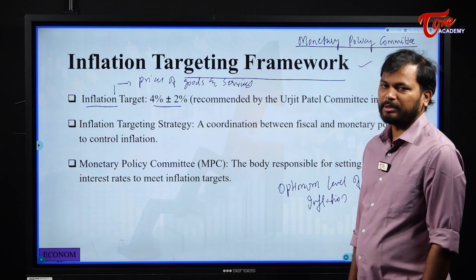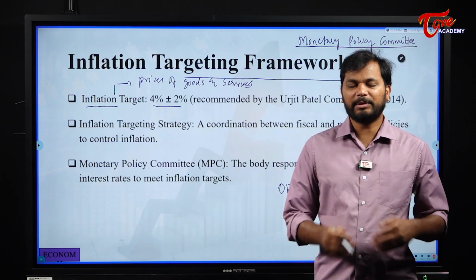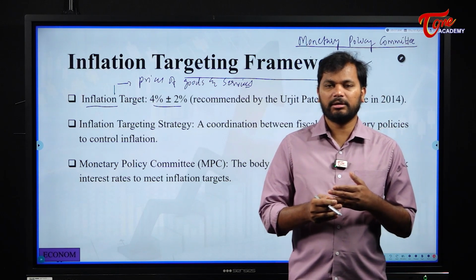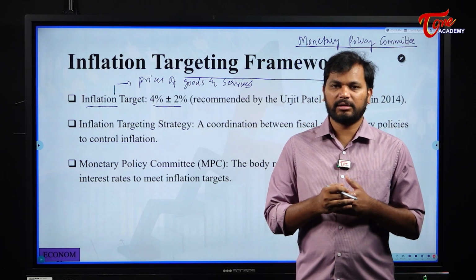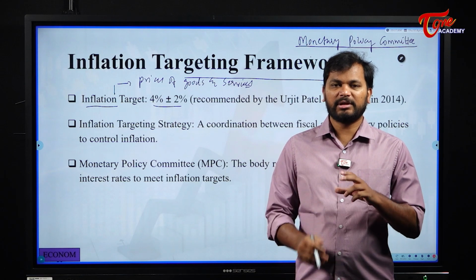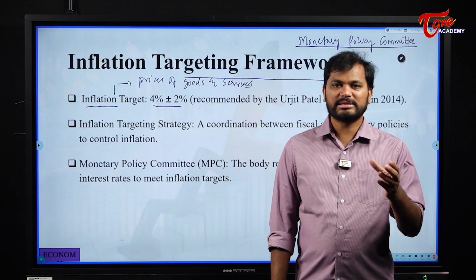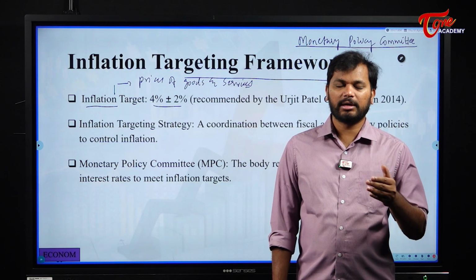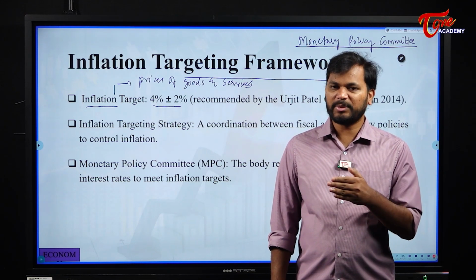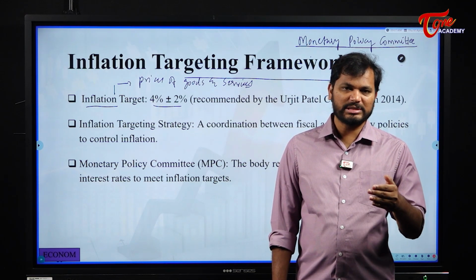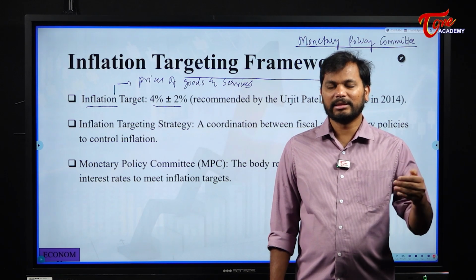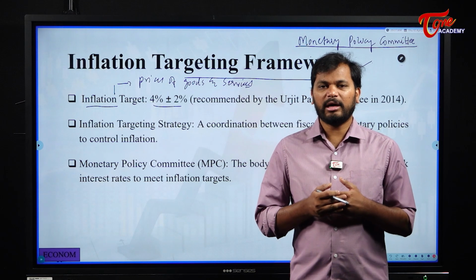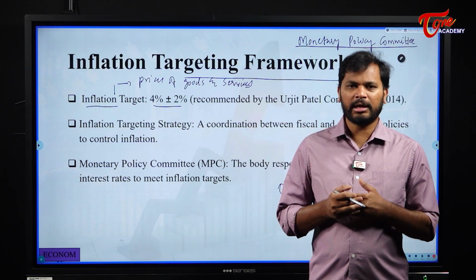What is the optimum level of inflation? The optimum level of inflation is nothing but how much percentage of inflation is wise for the government or for a particular economy. For the economy to stabilize, for an economy to progress, what percentage of inflation is wise? Is it 0%? Or can the inflation be 2% or 4%? Now, according to the Monetary Policy Committee that we have set up, the optimum level of inflation in India is 4%.